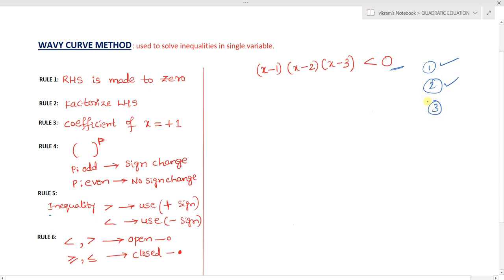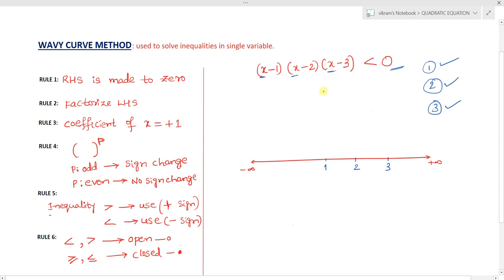Next check rule 3: the coefficient of x equals plus 1 in every factor. The coefficient of x is plus 1 in every factor, so rule 3 is also satisfied. Now we need to represent the roots x equals 1, x equals 2, x equals 3 on a linear scale. We have represented the values of x, 1, 2, 3, on the real scale.